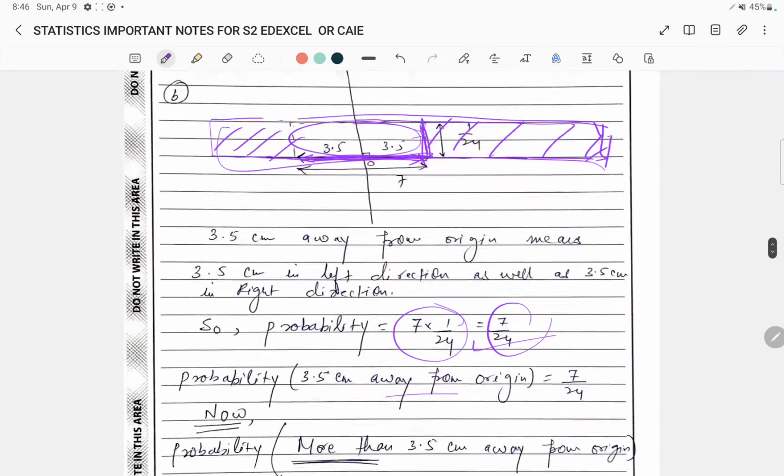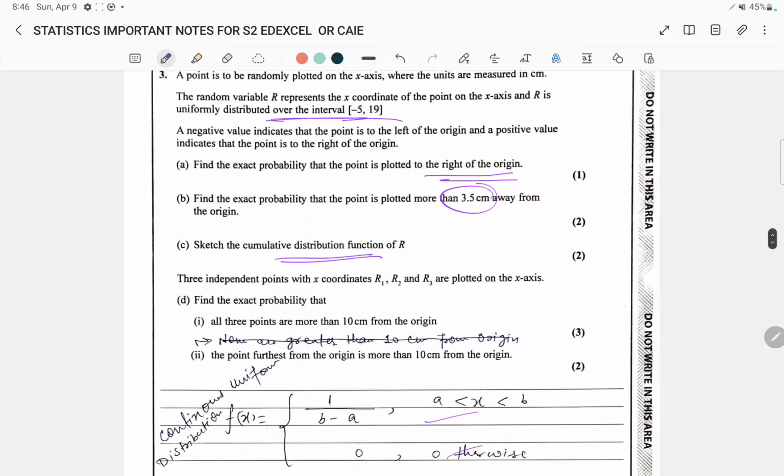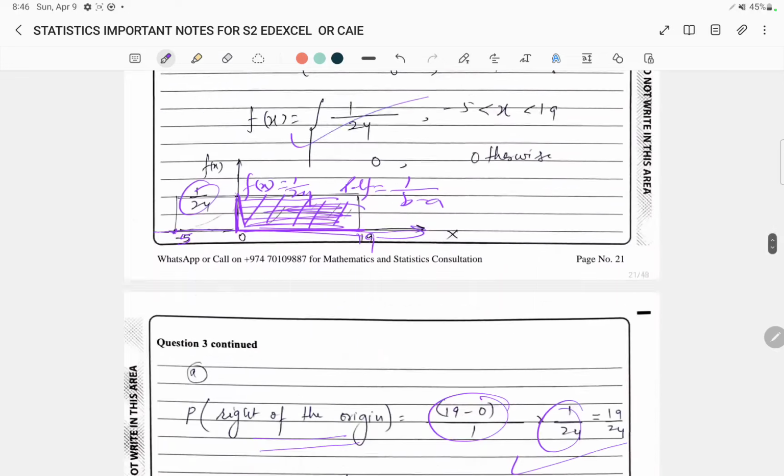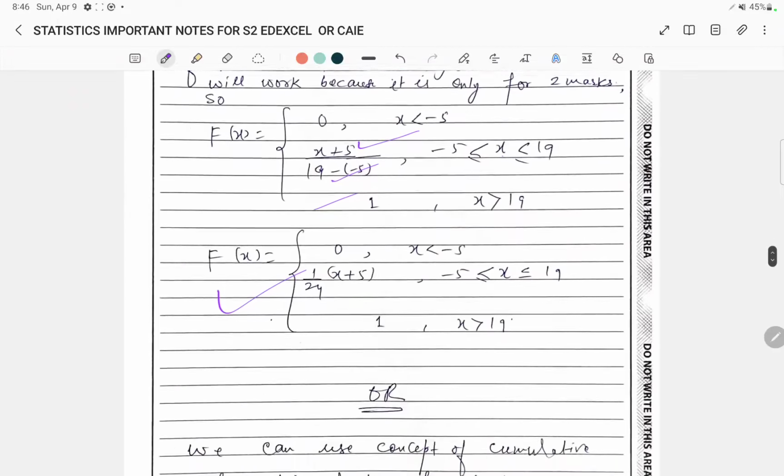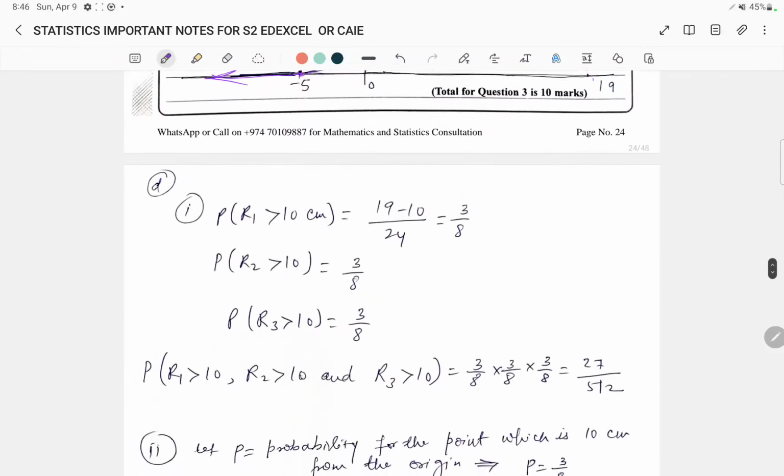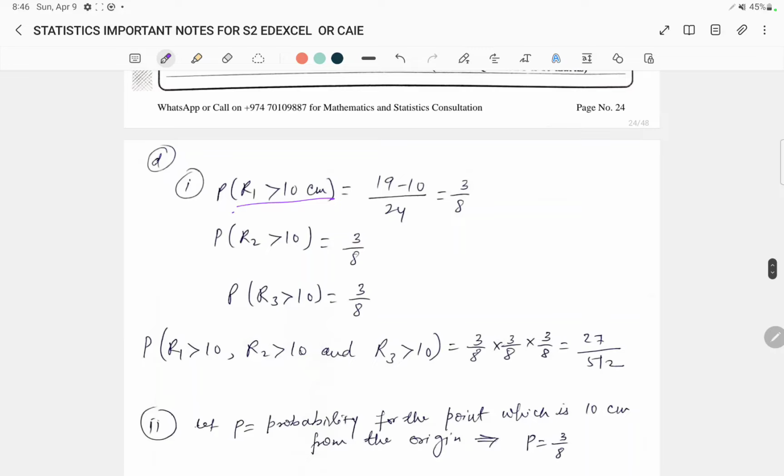Okay, the D part is saying, oh, the C part was a sketch. Okay, 3 independent points with x coordinates r1, r2, r3 are plotted on the x-axis. Find the exact probability that all 3 points are more than 10 centimeters from the origin. All 3 points are more than 10 centimeters from the origin. So P of R1 greater than 10 centimeters, right? So (19 minus 10) over 24.